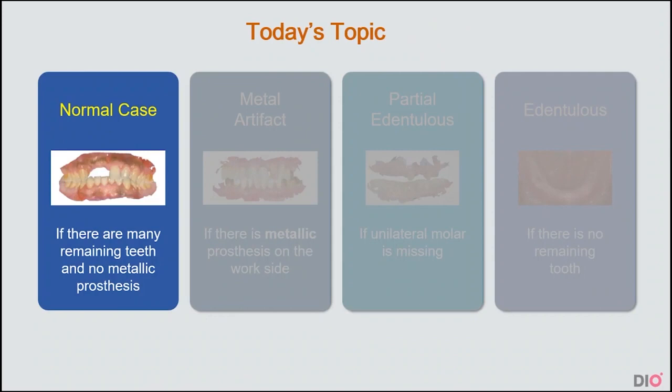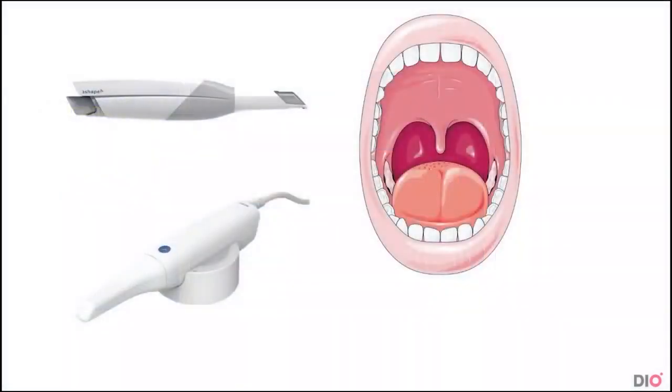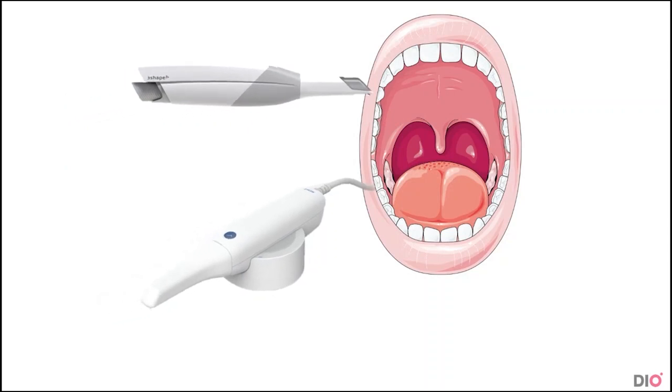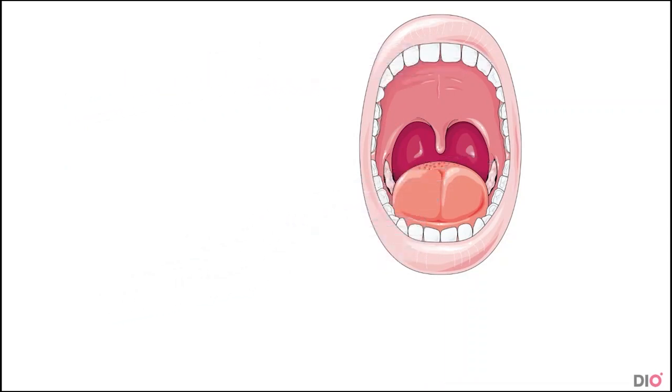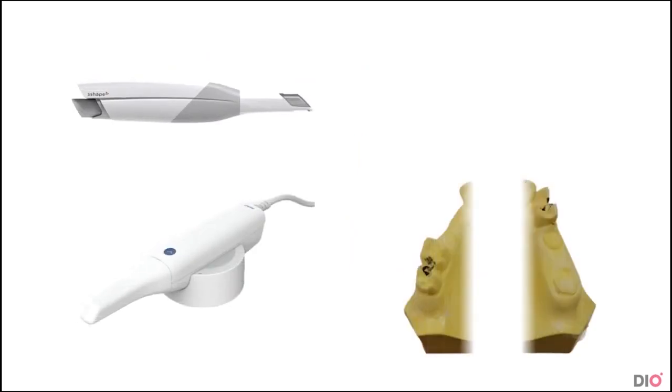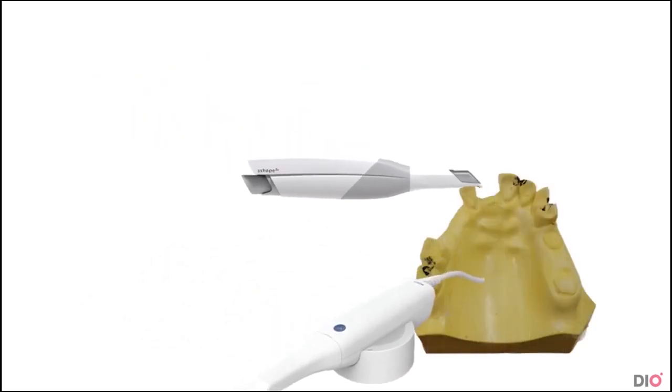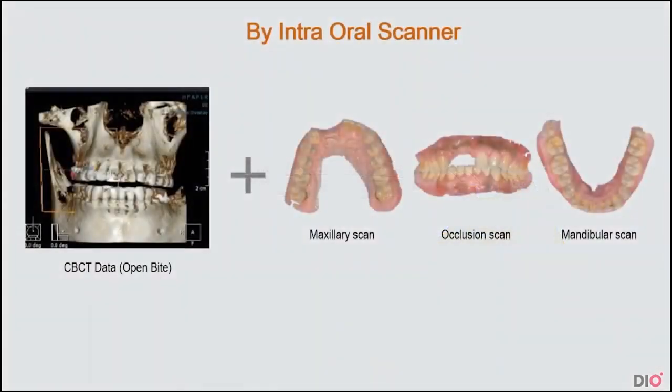Of the 4 cases, today we will study the normal case first. This is the most basic method. The method of obtaining the oral information is to scan directly using the intraoral scanner. The second method is to scan a plaster cast, made by taking an impression. We will learn how to use an intraoral scanner.